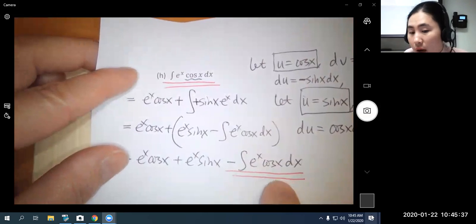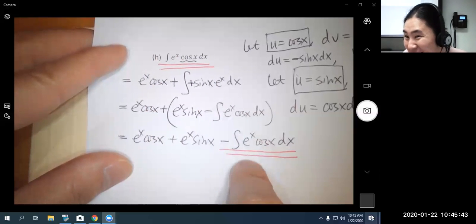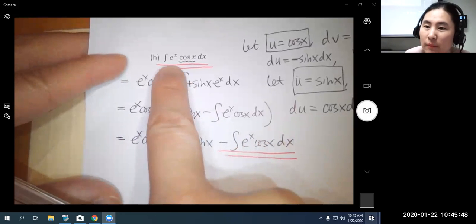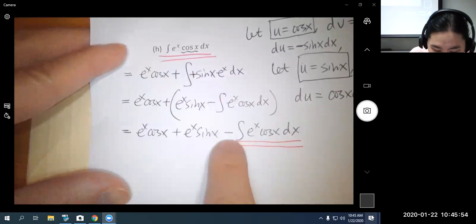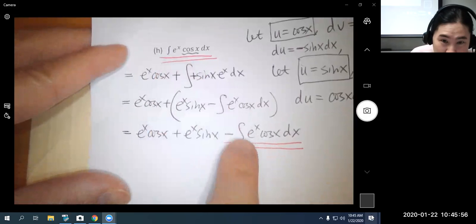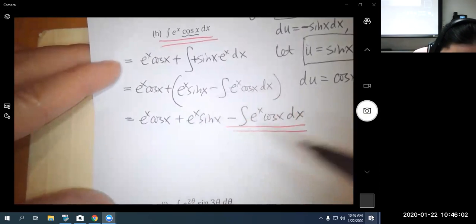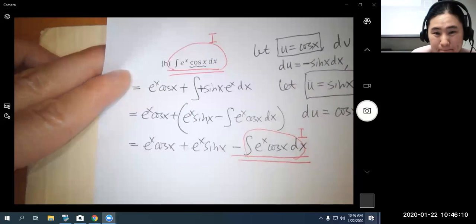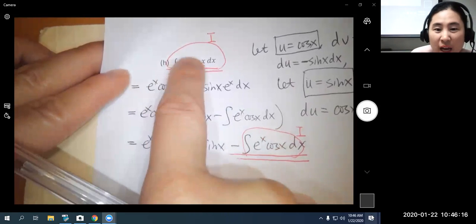Since they're repeating, they're like terms. Can we combine the like terms? By moving this integral to the other side, it gives us what? Twice. Do you see that? We add this integral to both sides, or move the negative term to the other side. If I let this integral be I, and we move the negative I to the other side, it gives us 2 times I.